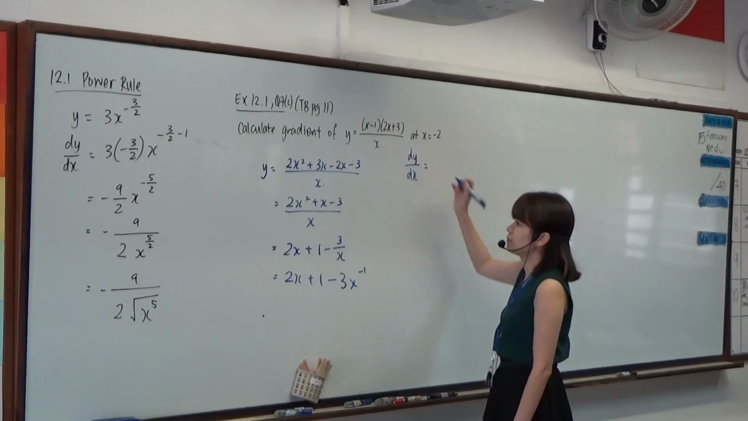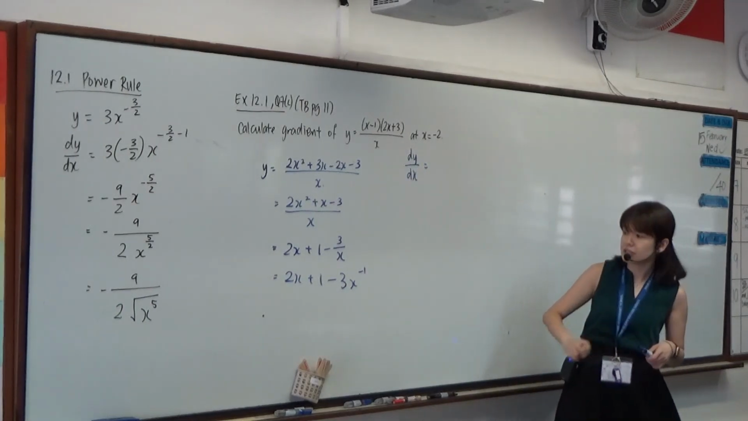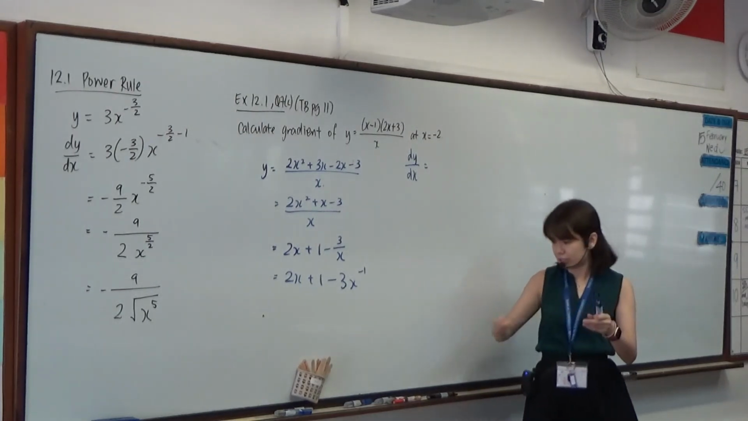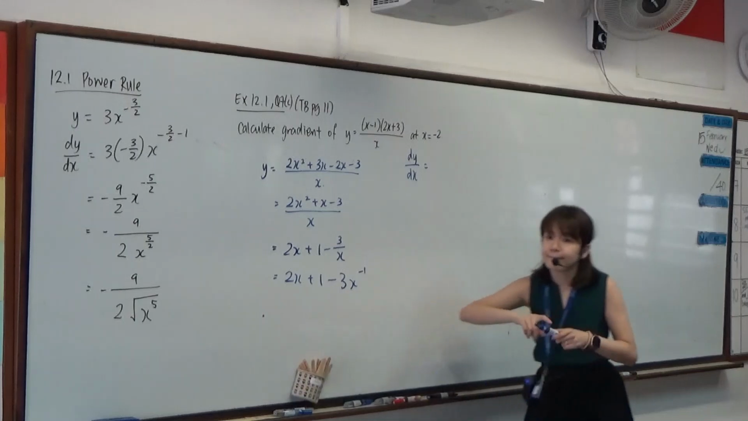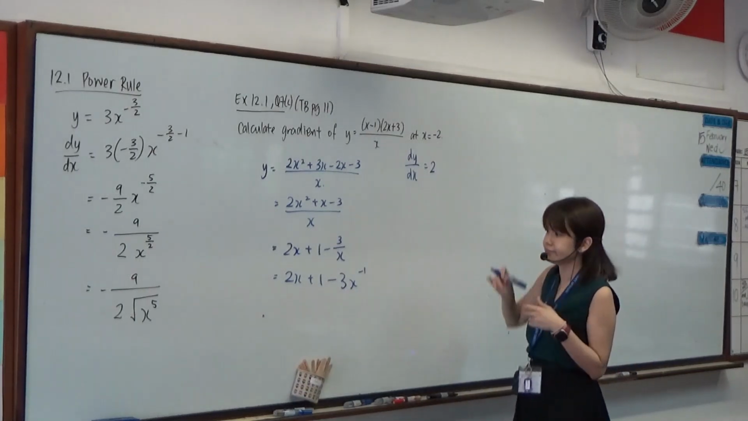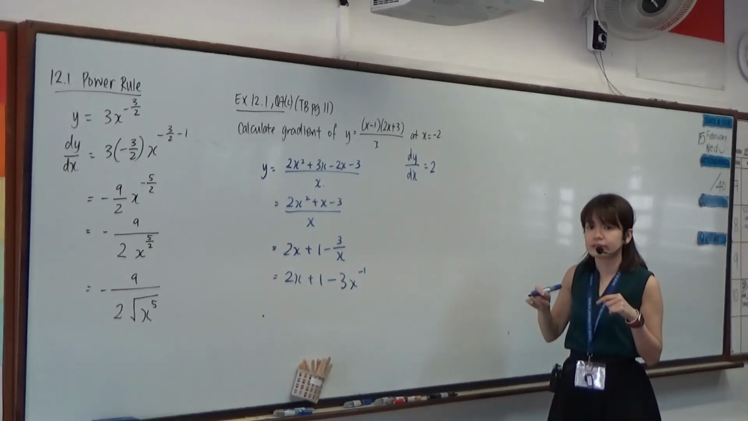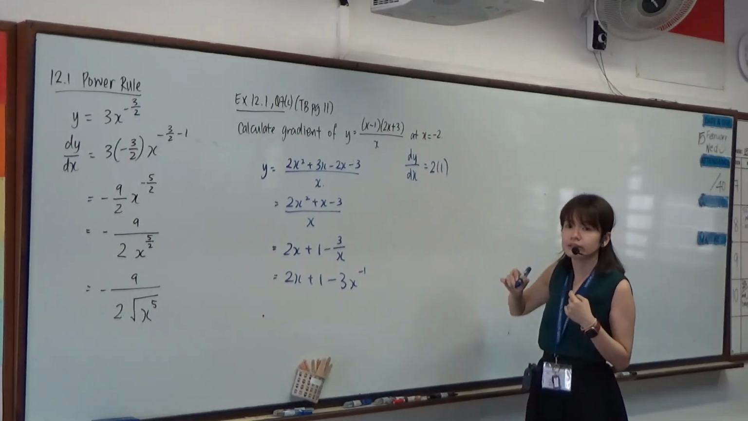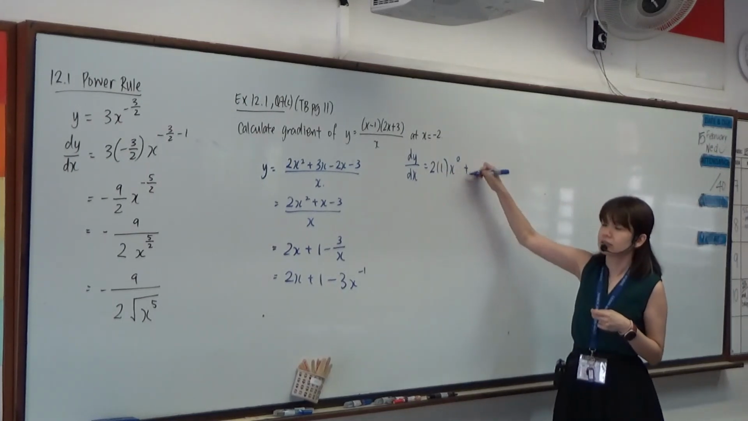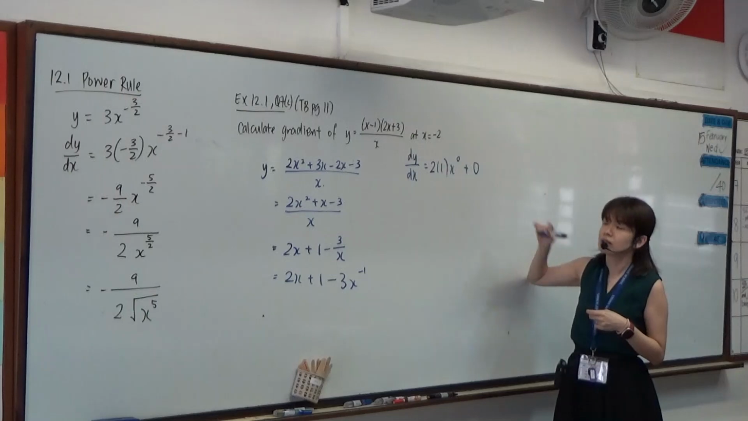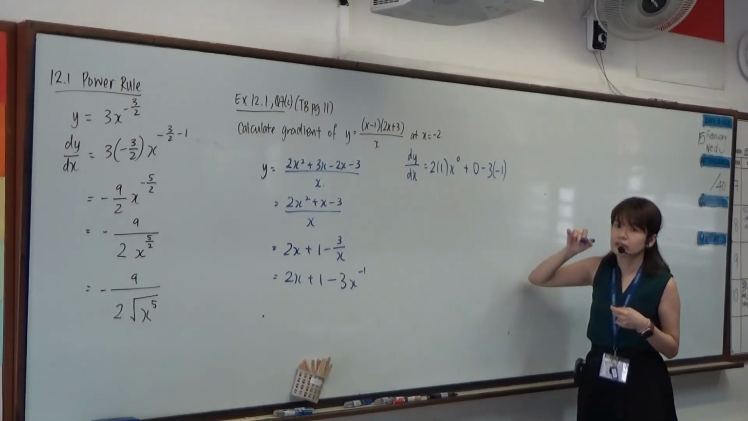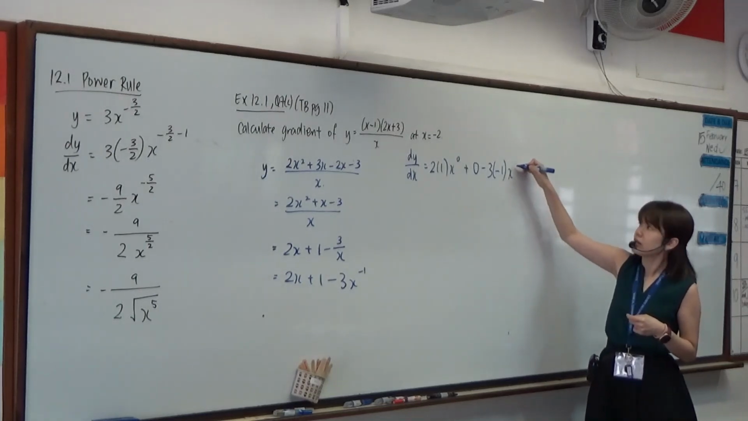To find out what our first derivative is, what would we get, Jingxuan? 2 times 1, x to the power of 0, plus 0, minus 3 times negative 1, x to the power of negative 2.